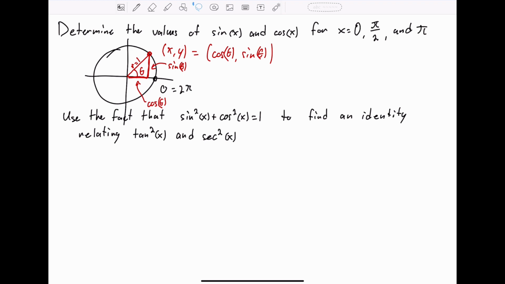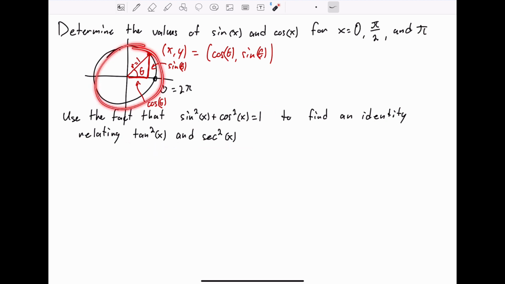And notice that we have a right triangle. If we look at this triangle here, it's a right triangle with one side length of cosine, another side length of sine, and a hypotenuse of 1. If we use the Pythagorean theorem, side squared plus side squared equals hypotenuse squared, then we have this identity, sine squared plus cosine squared equals 1. That's an important identity that we'll use to find a related identity in just a second.